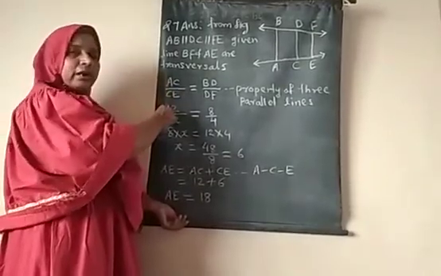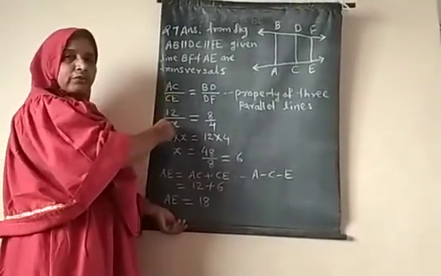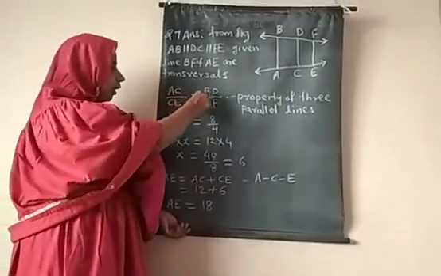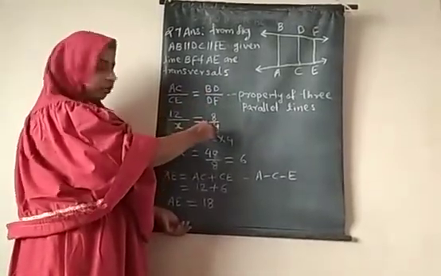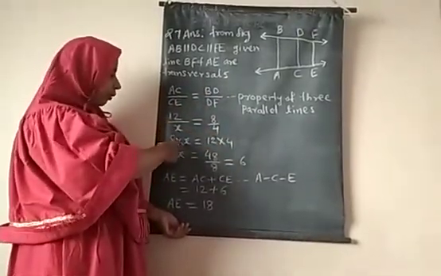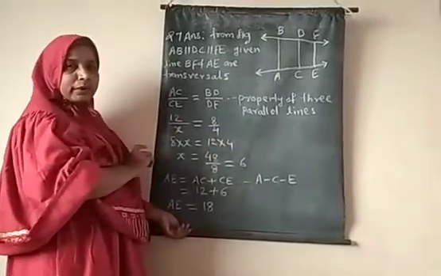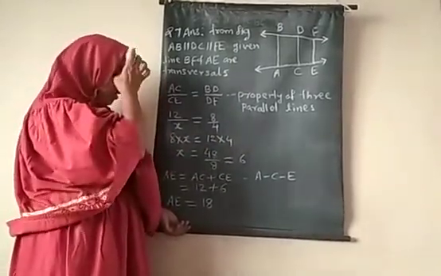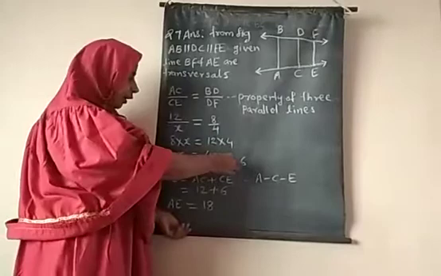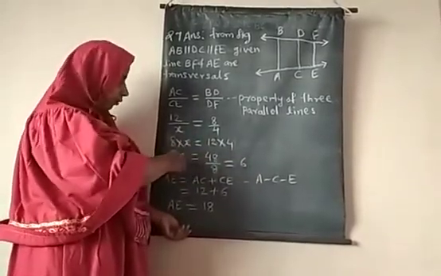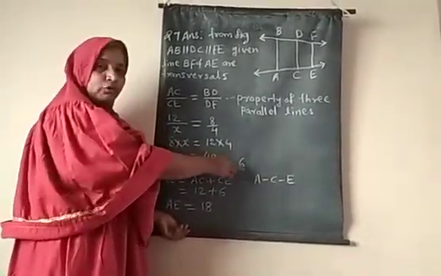AC is given as 12, CE is not given, that is X, and it is equal to BD 8 upon DF 4. By cross multiplication, 8 multiplied by X is equal to 12 multiplied by 4. X is equal to 12 times 4, that is 48, upon 8. Division is 6. Therefore, the value of X is 6 units.